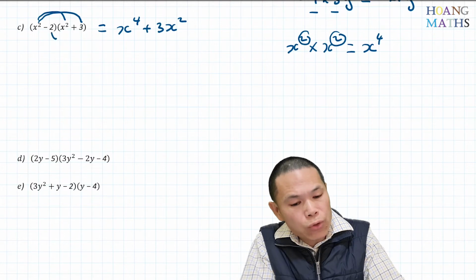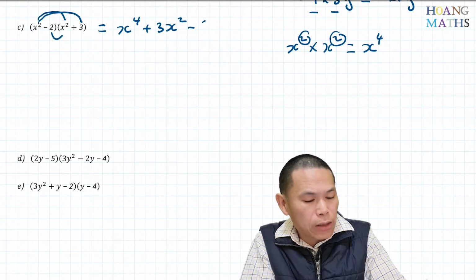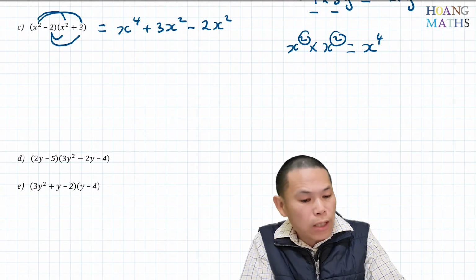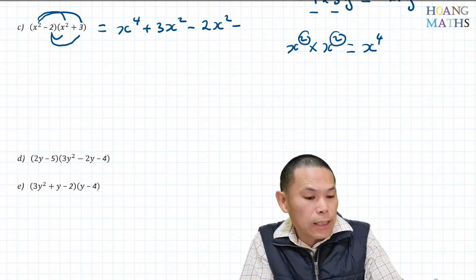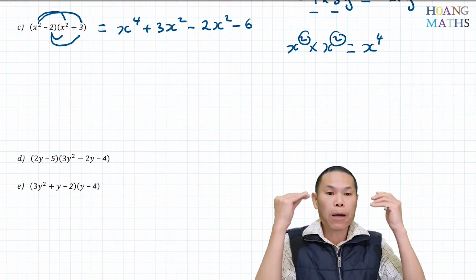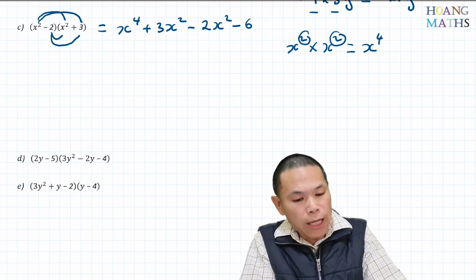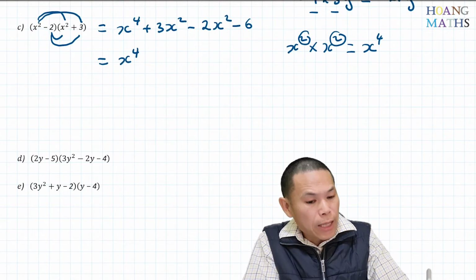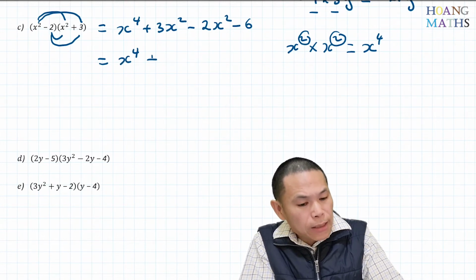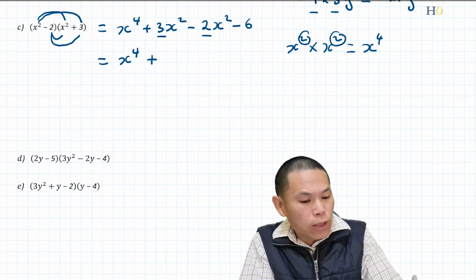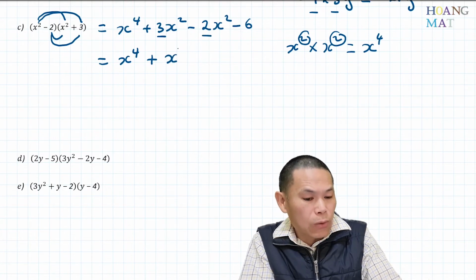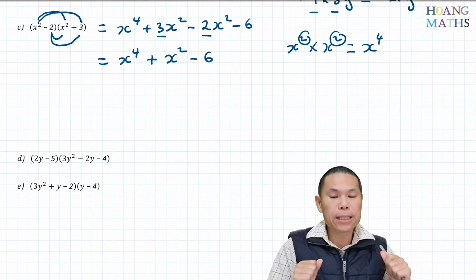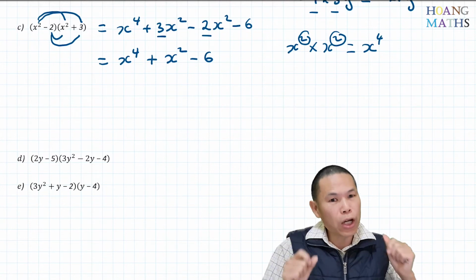Then we go negative 2 times x squared, minus 2x squared. And we have negative 2 times 3, which gives you minus 6. Now we just collect like terms. So the x to the power 4, I just write this down. And then we have plus, because 3 minus 2 is 1, 1x squared, so that's x squared. And then minus 6, we just write this down. There you go, that's the answer for part C. And I hope you got it correct.